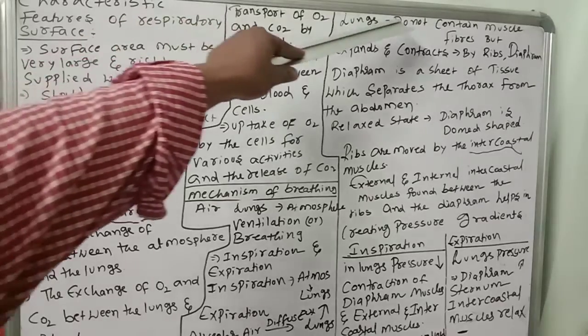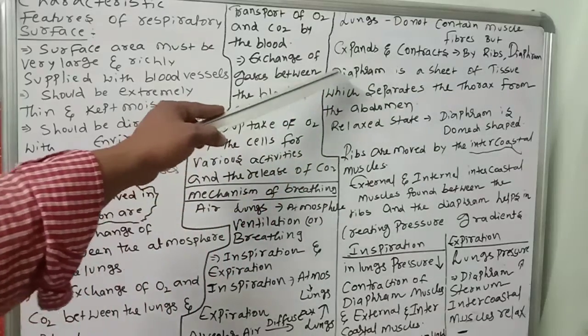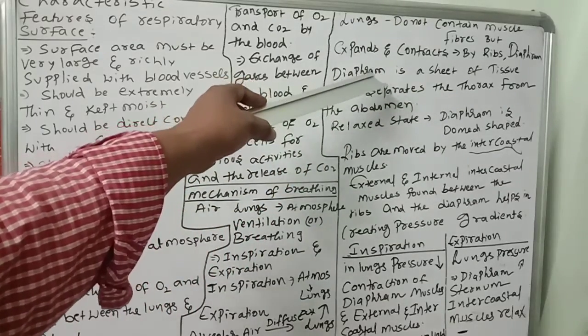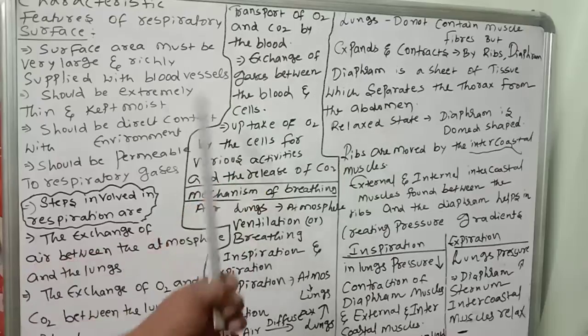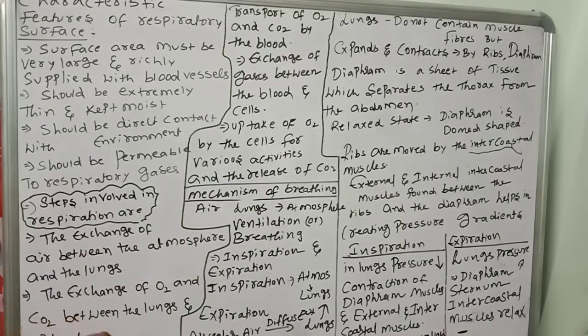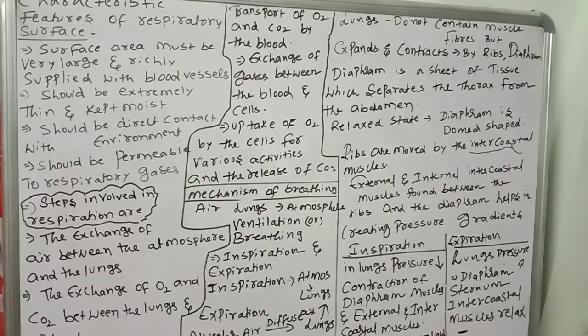The lungs do not contain special muscle fibers, but how can they move, in the sense of expanding and contracting? By the ribs and diaphragm. What is the diaphragm? The diaphragm is a very important point. It is a sheet of tissue which separates the thorax from the abdomen. In the relaxed state, the diaphragm is which shaped? Dome shaped. This is also very important. So the abdomen muscles, the diaphragm and the ribs are the most important structures which help in the exchange of gases, that is, inspiration and expiration.